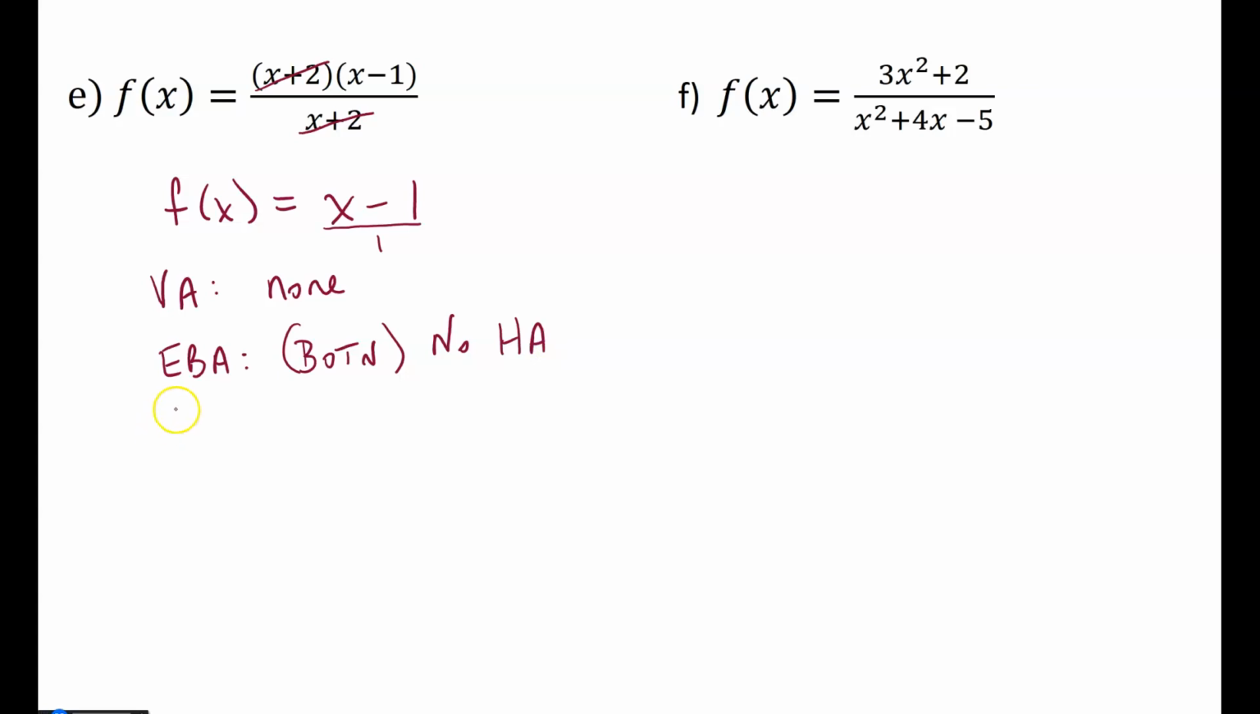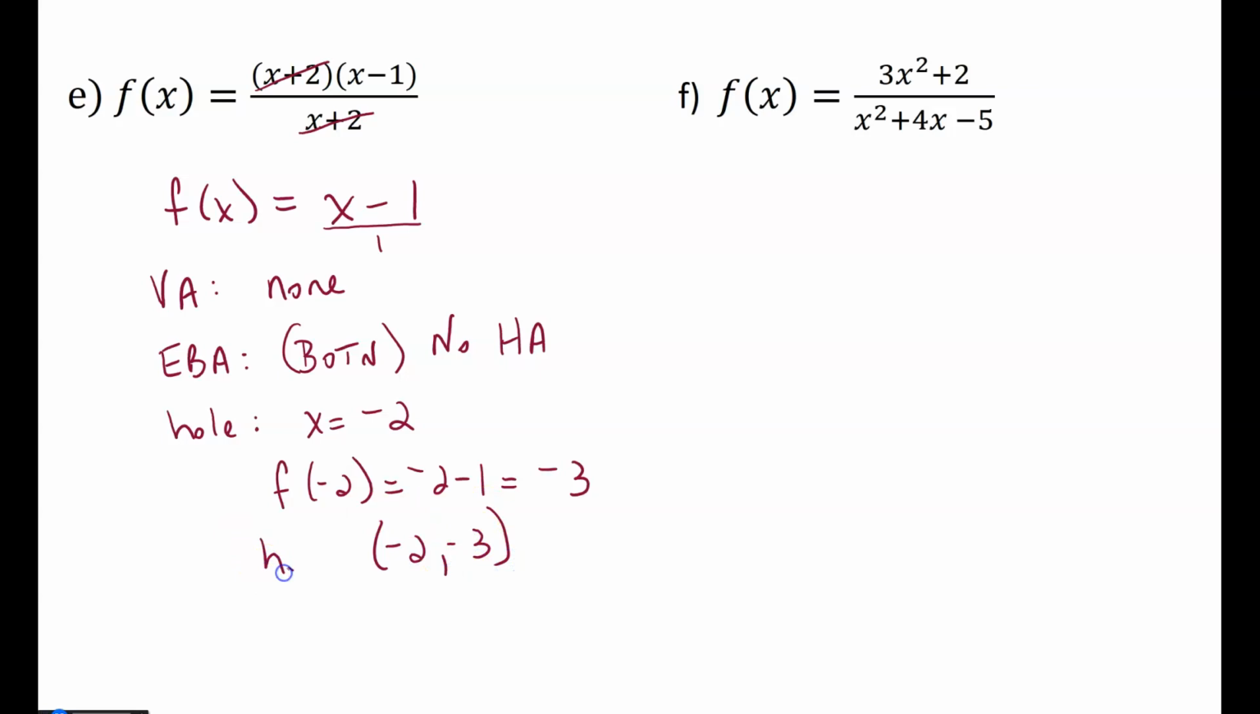We did simplify the x plus 2 term, so we do have a hole at x equals -2. And we can figure out that exact point by plugging the -2 into the simplified equation. So -2 minus 1 gives us a -3. So this one here is a hole at -2, -3. All right, so the only domain restrictions we have are on that -2. So our interval notation is -infinity to -2, union -2 to infinity.